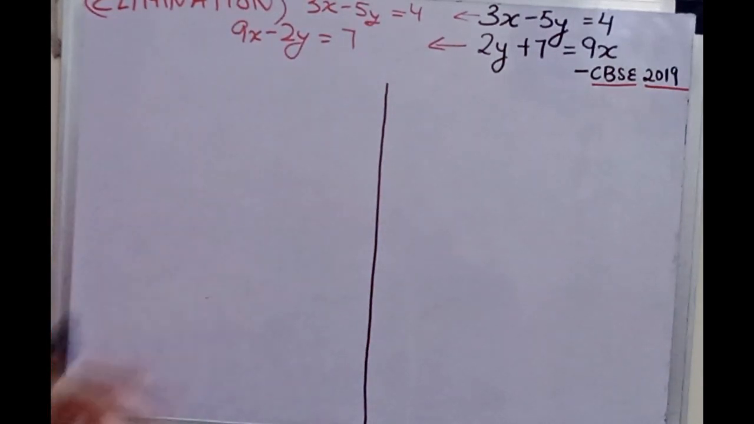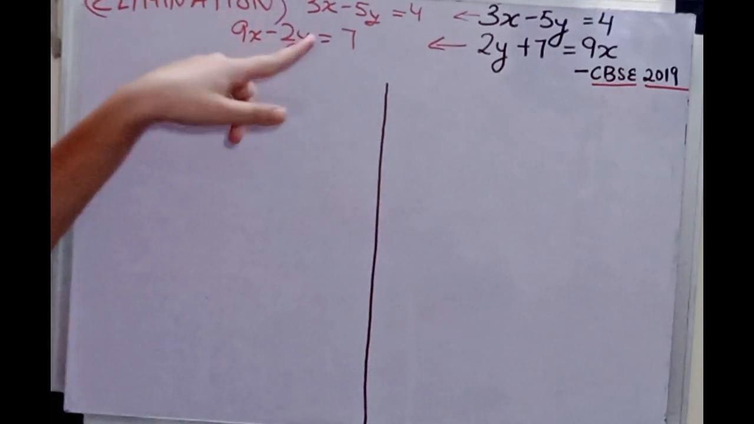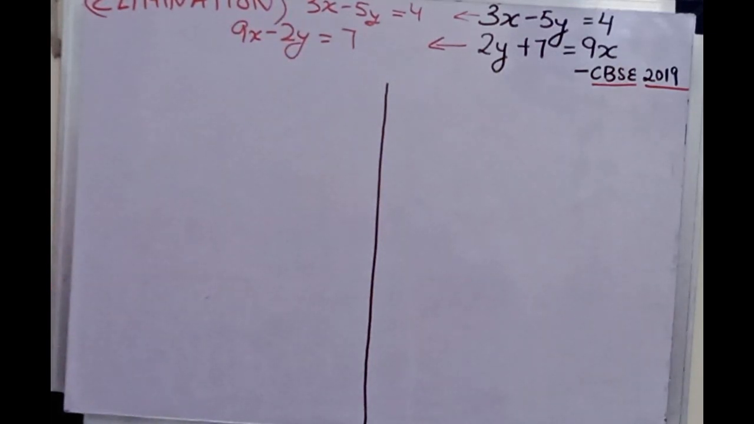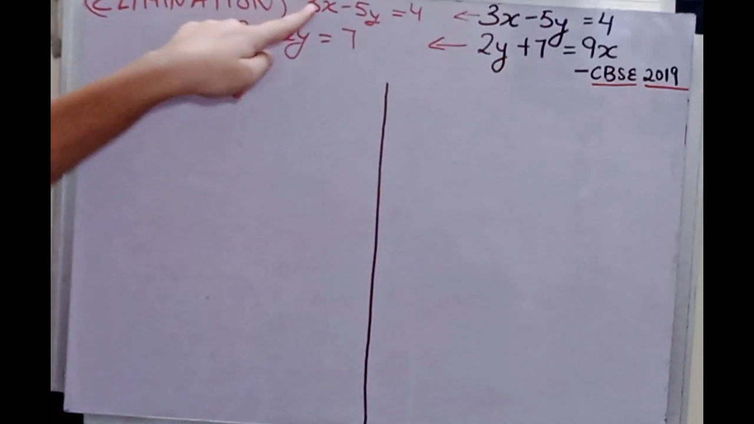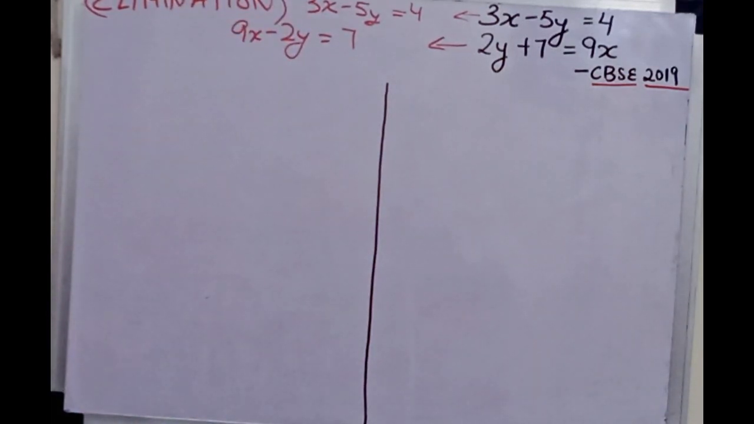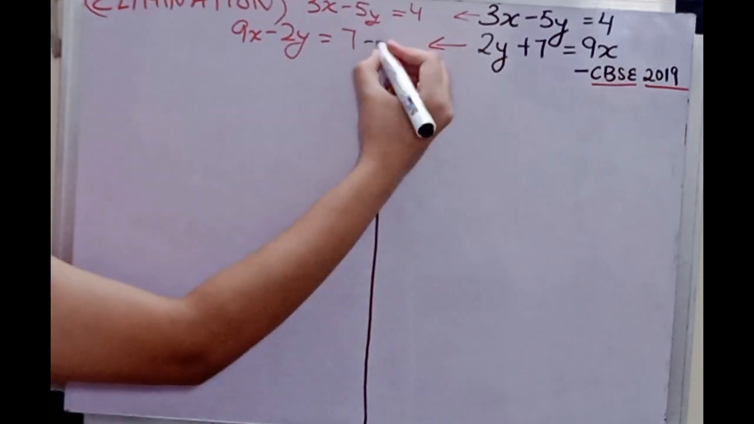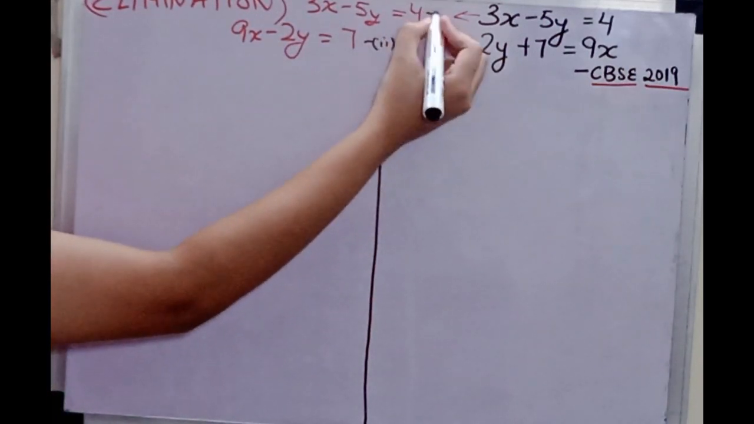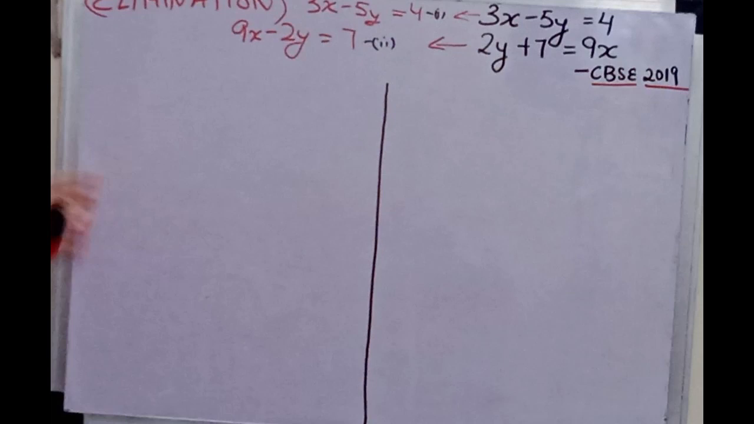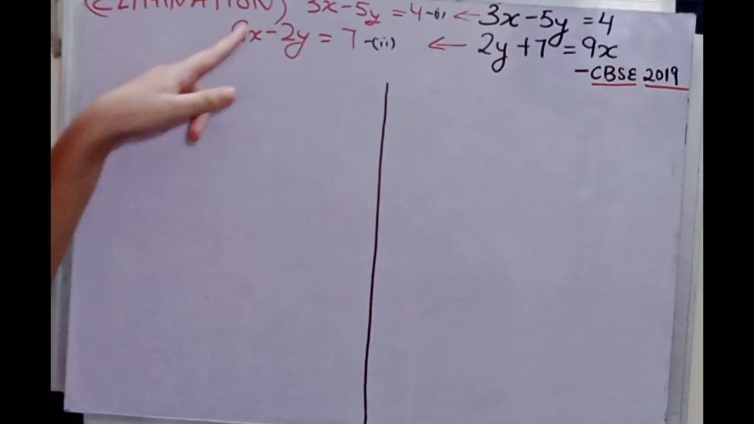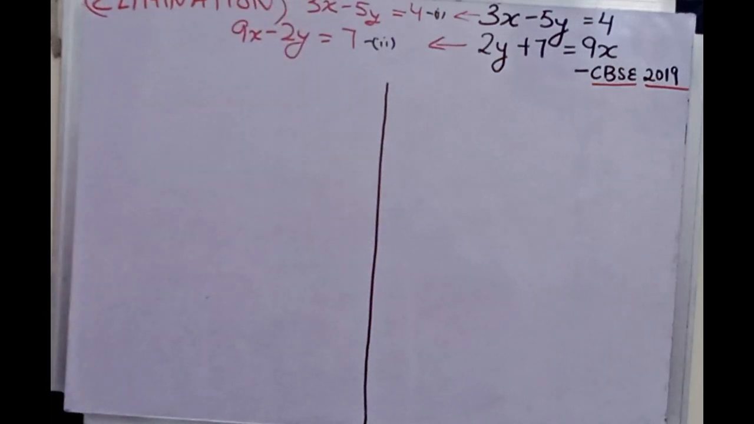First thing in the elimination method, we have to eliminate any one of the variables. Let me give the equations names. This is the second equation and this is the first equation. If I multiply the first equation with 3, then the x variable can be eliminated, right? Let's do that then.